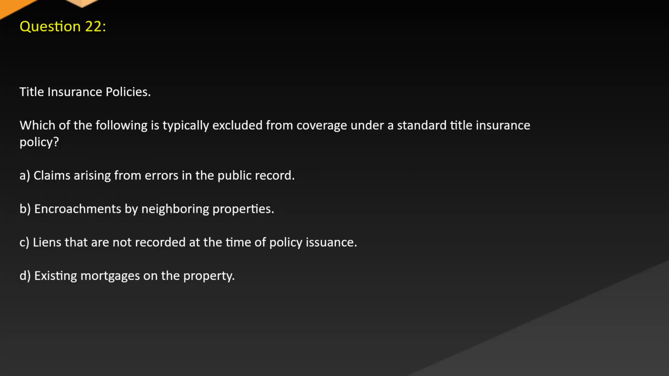Question 22. Title insurance policies. Which of the following is typically excluded from coverage under a standard title insurance policy? A. Claims arising from errors in the public record. B. Encroachments by neighboring properties. C. Liens that are not recorded at the time of policy issuance. D. Existing mortgages on the property.